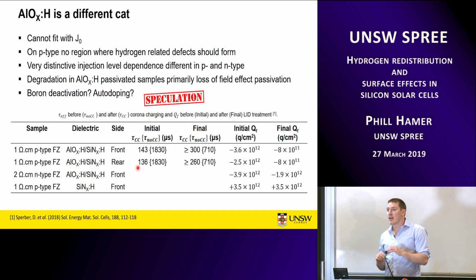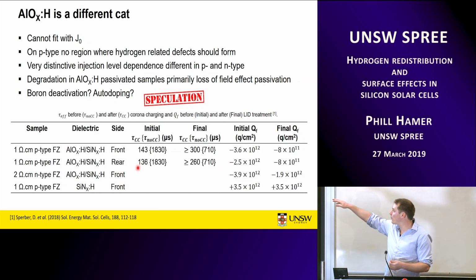Sperber observed this and looked very carefully. Whereas with nitride, we see a significant increase in recombination near the front surface. There's something very nasty going on there, an increase in the number of defects. With the ALOX sample, this wasn't observed at all.